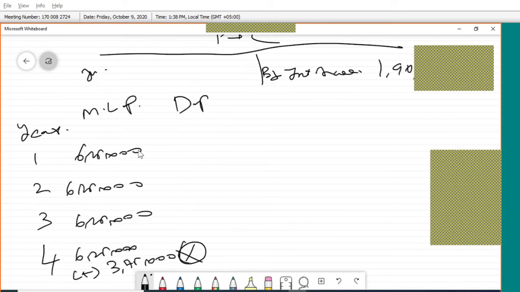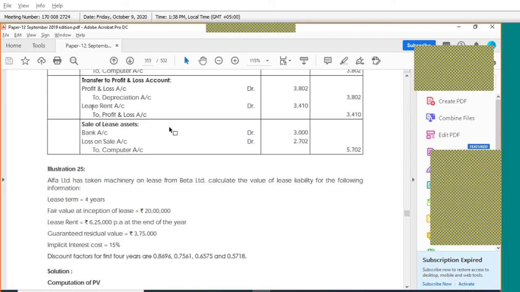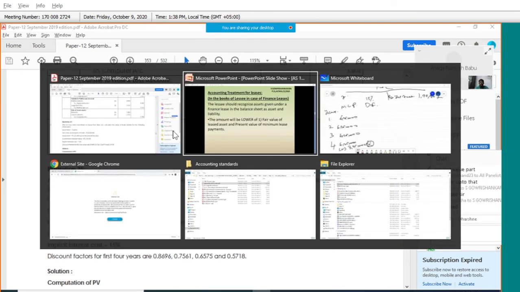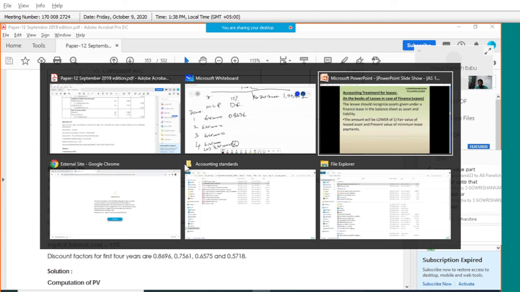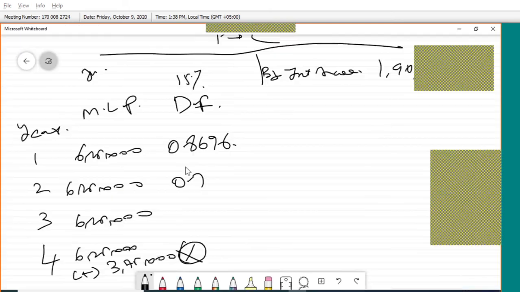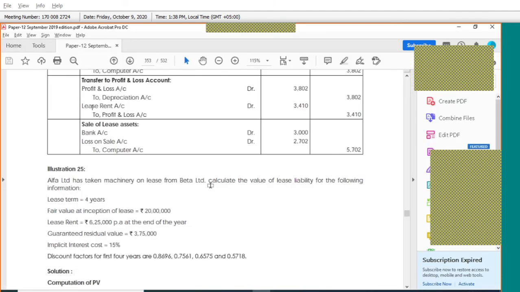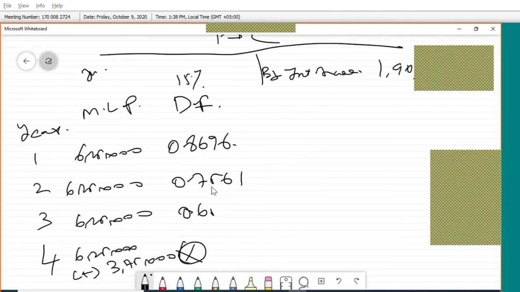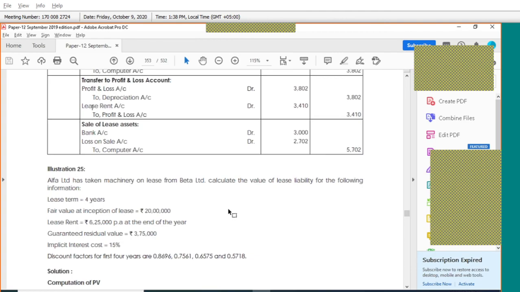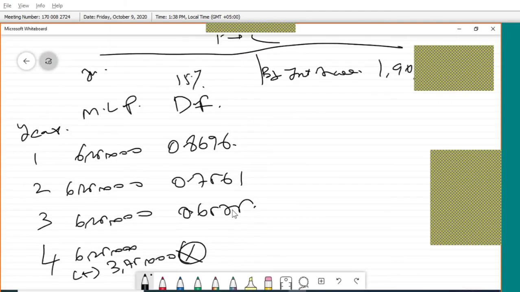So the discount factor is given directly in the question. That is 15%, and the factors are also given. 1 divided by 1.15 equals 0.8696. 1 divided by 1.15 whole square equals 0.7561. 1 divided by 1.15 whole cube is equal to 0.6575. 1 divided by 1.15 to the power 4, that is 0.5718.